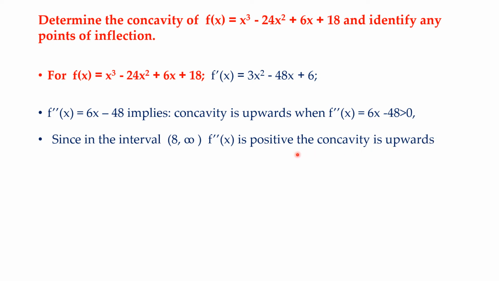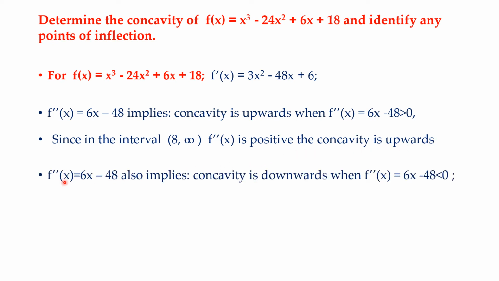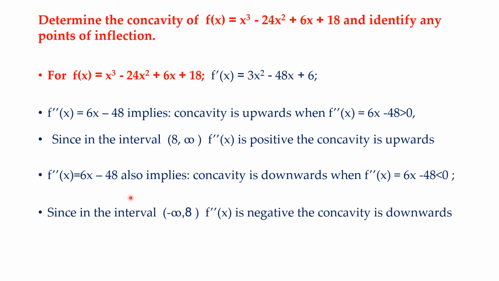Let's take a look at the second segment. For f double prime of x equals 6x minus 48, it implies concavity is downwards when f double prime of x equals 6x minus 48 is less than 0, and that will give us this section of the domain, since the interval will be from negative infinity to 8, not including either. Then f double prime is negative, and the concavity is downwards.